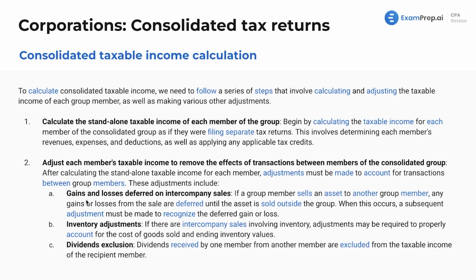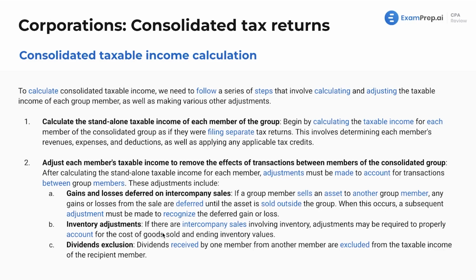The adjustments are going to include gains and losses deferred on intercompany sales. If a group member sells an asset to another group member, any gains or losses from the sale are deferred until the asset is sold to an outside group. That's definitely multiple choice questions you could see where we've got a question that has the parent selling to a subsidiary, the subsidiary sells to a third party, and if there's a gain or loss on the sale between the parent and subsidiary, that gain or loss is deferred until the sale reaches its way to an outside party. When this occurs, a subsequent adjustment must be made to recognize the deferred gain or loss.